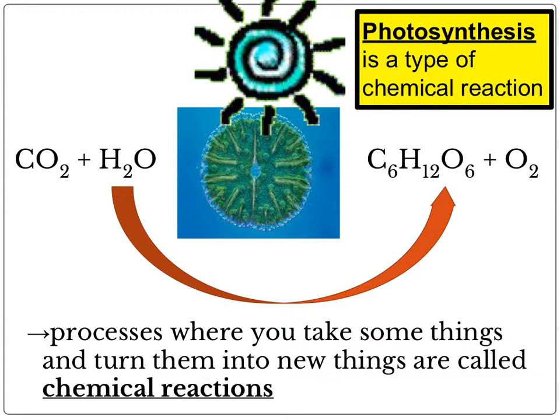So at this point, you've seen this chemical reaction roughly 1,000 times, maybe more. Okay, we've gone over this a bunch. You should have it memorized. You should be able to say it forward and backward. But to recap, and because the more you see something, the more ingrained it's going to become, this is the chemical reaction for photosynthesis. So remember, the process where you take some things and turn them into new things is called a chemical reaction.